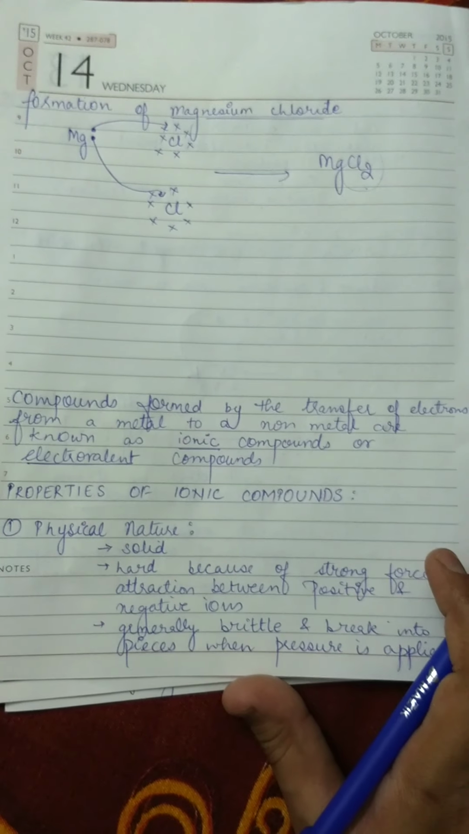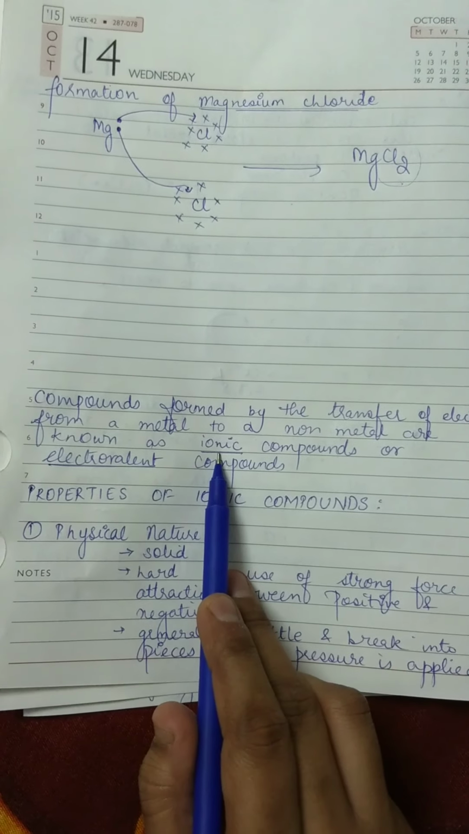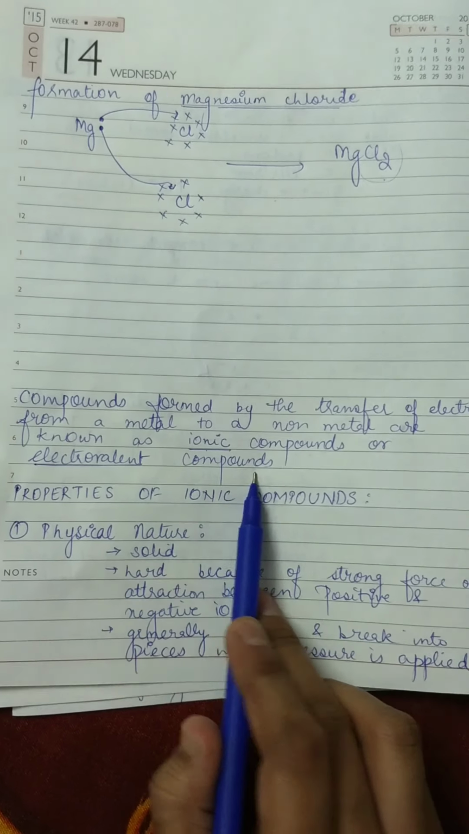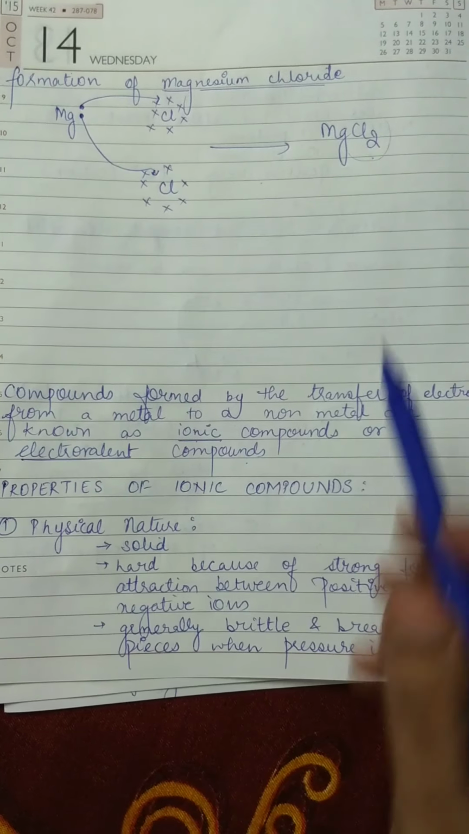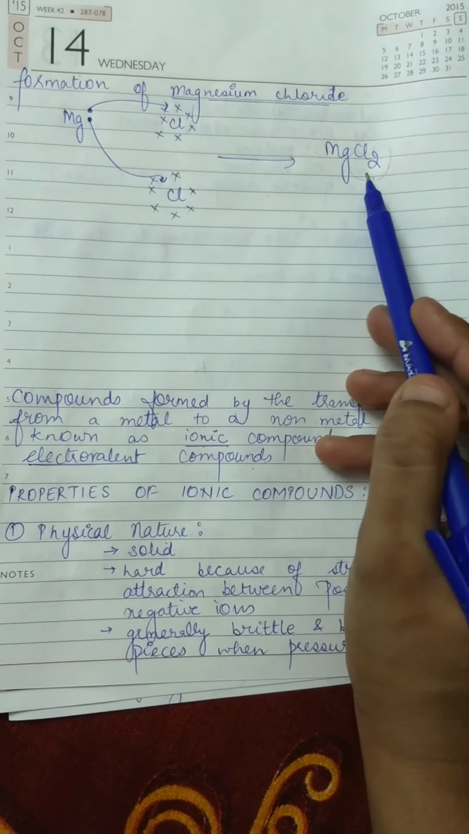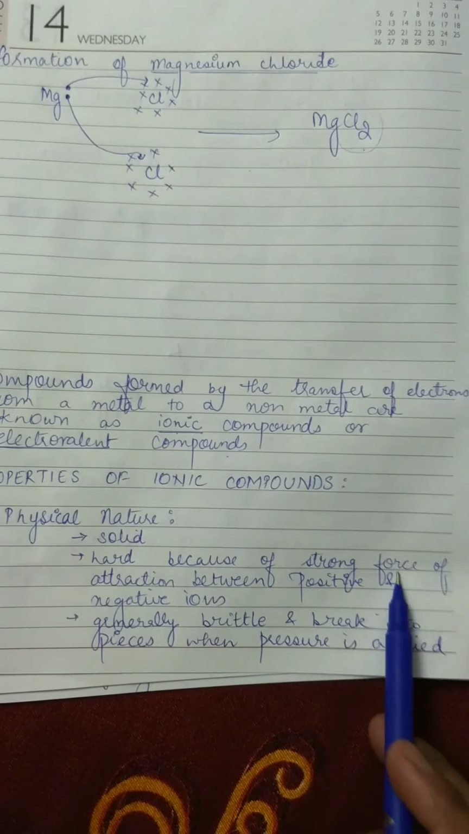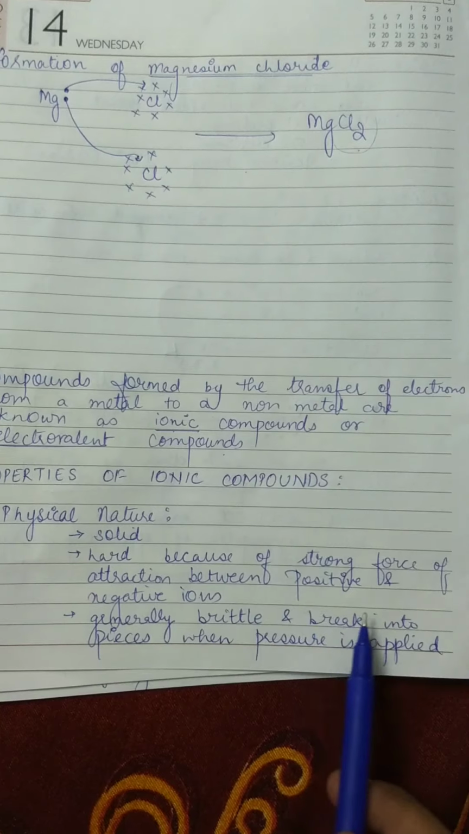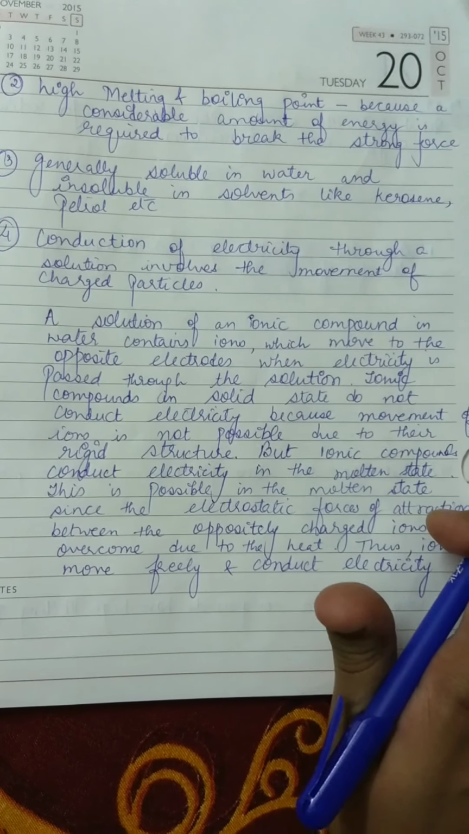Compounds formed by the transfer of electrons from a metal to a non-metal are known as ionic compounds or electrostatic compounds. Now see, the physical properties: they are solid. It is solid because it is formed by the strong electrostatic forces of attraction. So it is solid. It is hard, and generally brittle, breaking into pieces when pressure is applied. Now it has high melting and boiling points.